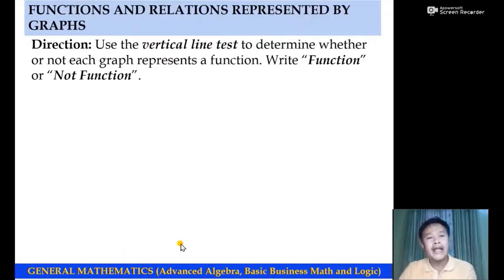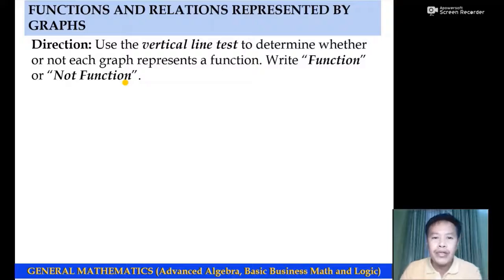We will proceed with the last subtopic of our lesson, which is the functions and relations represented by graphs. The direction is use the vertical line test to determine whether or not each graph represents a function. Right, function or not function. By the way, what is the perfect example or concrete example of a vertical line? Because the post or the tree might not be vertical. The perfect or the concrete example of a vertical line is a person with a very good posture standing.